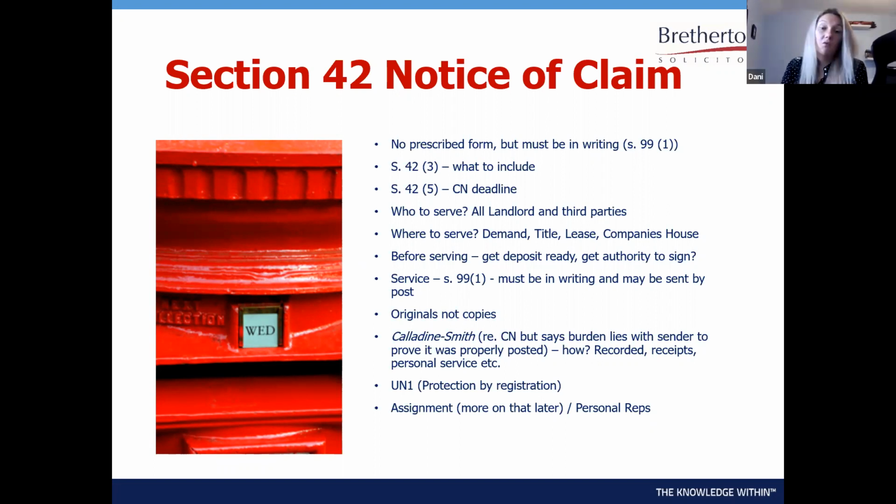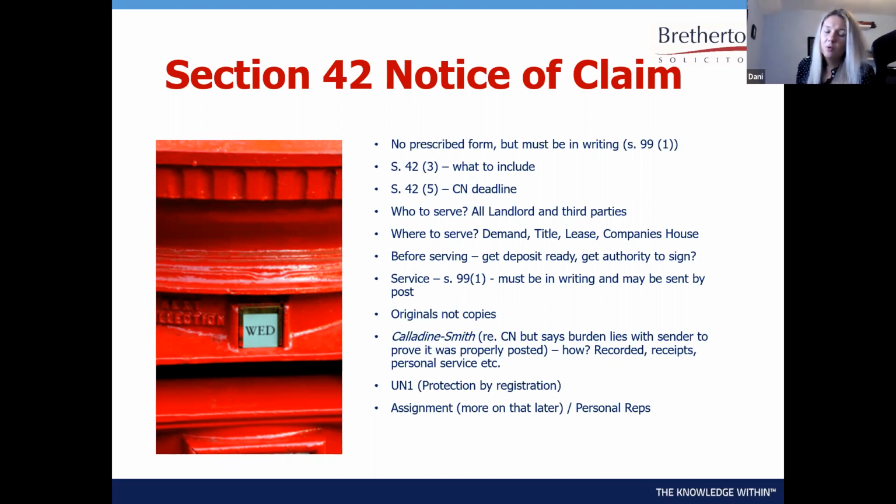You should also be serving original Section 42 notices and not copies, so wet signatures. The best thing to do is make sure you print out enough notices, sign all of them, and then every party has an original as well.